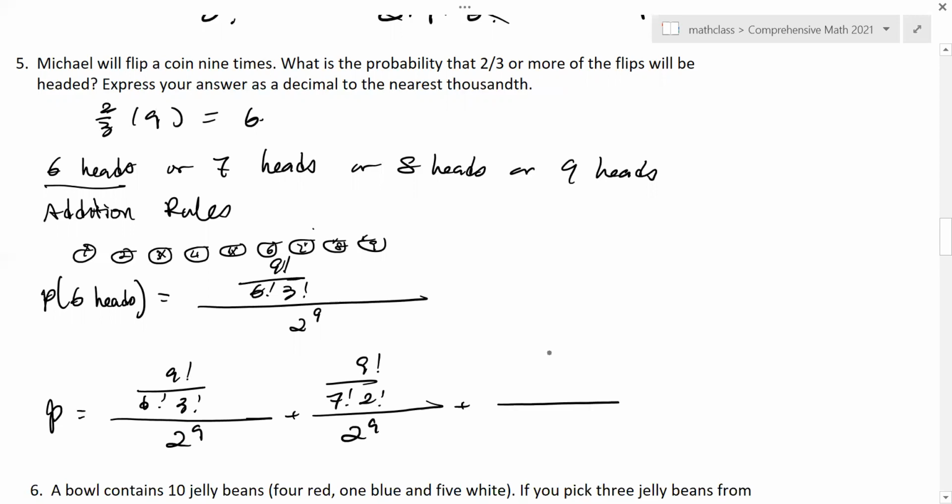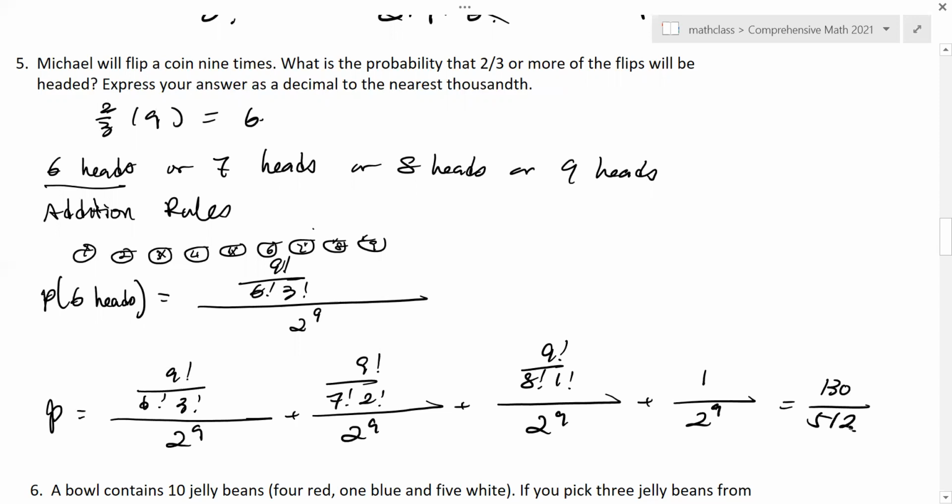Then the probability you get 8 heads. And the last one, you get 9 heads, or actually that is 1. Okay, and add them together, and you have to simplify. After simplifying, you will get 130 over 512. Okay, so that will be the answer.